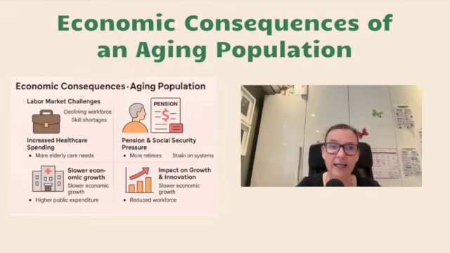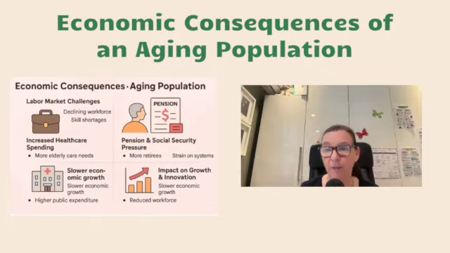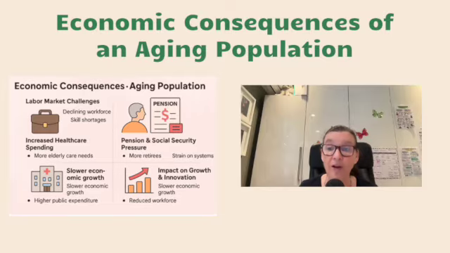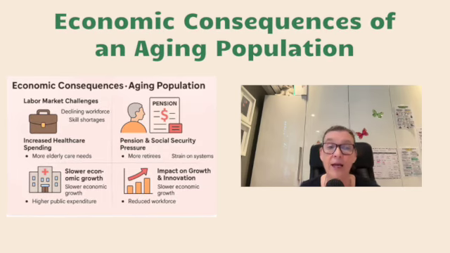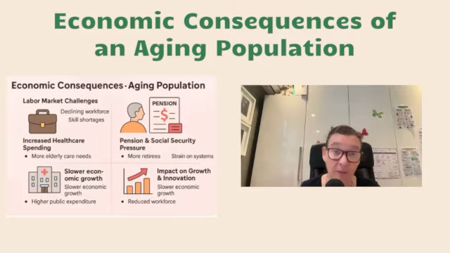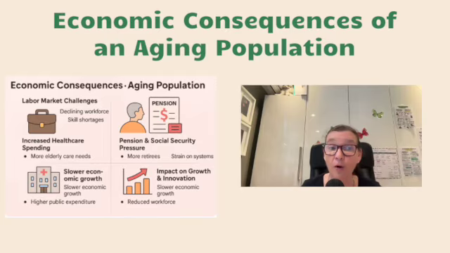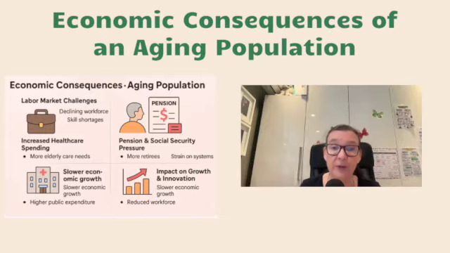The last thing we're going to look at is the economic consequences of an aging population, some of the most significant impacts countries face. First, aging populations create major labor market challenges. As a large number of older adults retire, we see the workforce shrink. This can lead to skill shortages in key industries, it can reduce productivity, and it can slow economic growth. So countries may need to raise the retirement age, encourage immigration, or invest in more automation to fill those gaps.